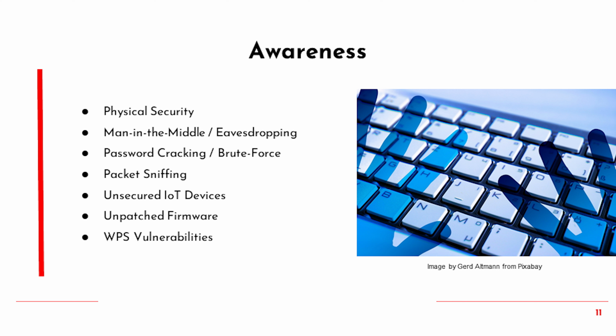Unsecured IoT devices. Internet of Things devices can be vulnerable entry points. Change default passwords on IoT devices, update their firmware regularly, and segment the network to isolate IoT devices from critical systems. Unpatched firmware. Router manufacturers often release firmware updates that fix security vulnerabilities and improve performance. Keeping the router firmware up to date can help prevent attackers from exploiting known vulnerabilities. WPS vulnerabilities. Wi-Fi Protected Setup can have vulnerabilities that may allow attackers to gain unauthorized access. Disable WPS whenever possible.